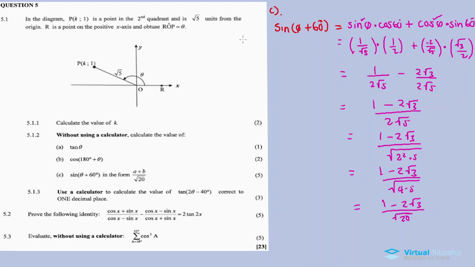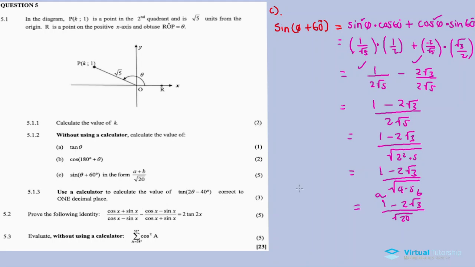So therefore now a, now b, divided by the square root of 20. So this is the form they were talking about. After multiplying, you just simplify further into one single fraction instead of leaving it as a fraction like that. Now 5.1.3, use a calculator to calculate the value of theta correct to 1 decimal place. Correct to 1 decimal place.